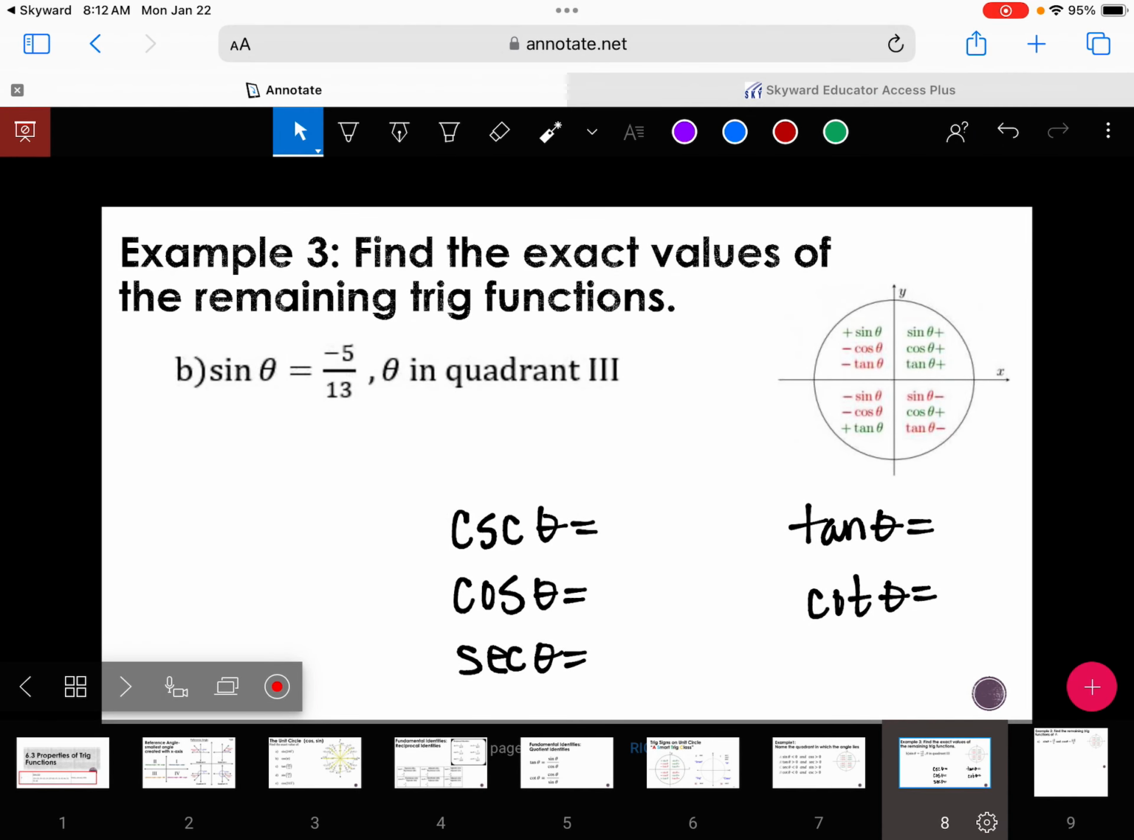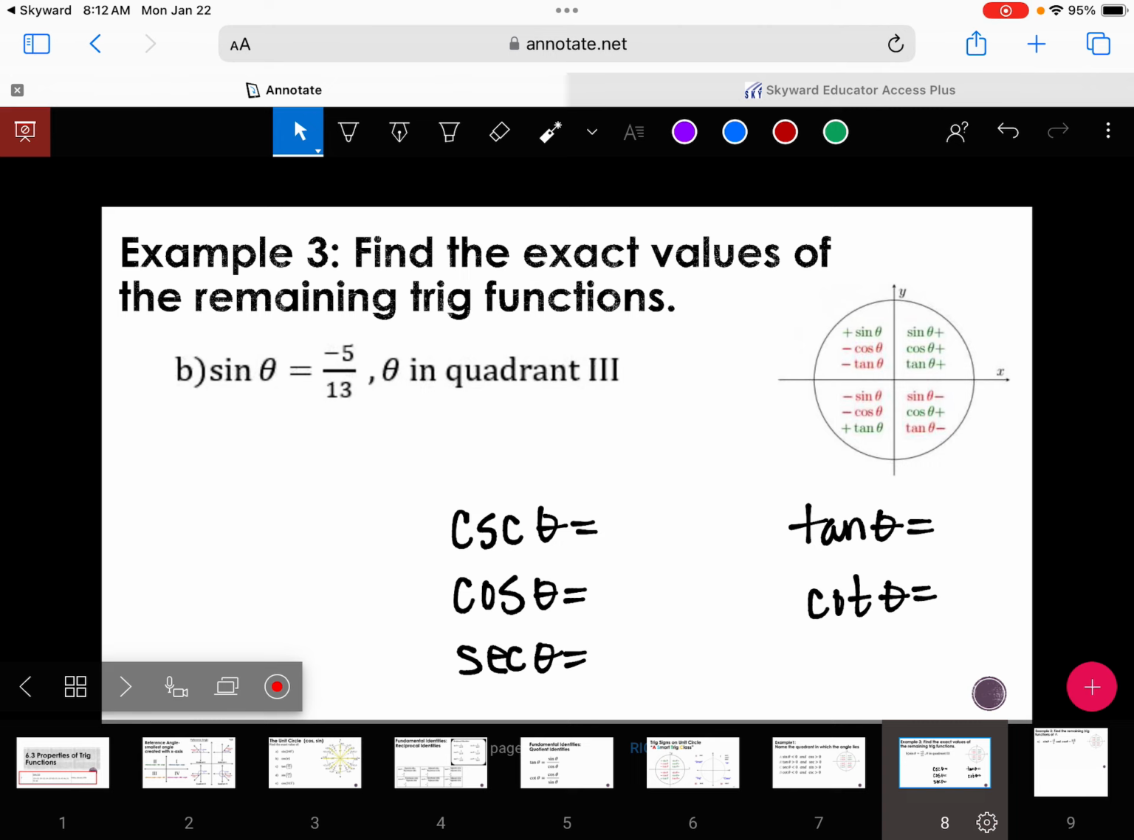All right, so we're going to get started looking here at example 3, finding the exact values of the remaining trig functions. This is a comprehensive question that will be on your quiz, so it's good to get practice with this process.